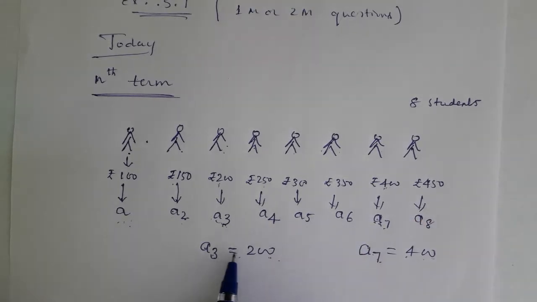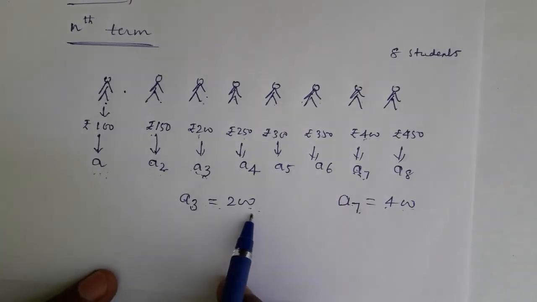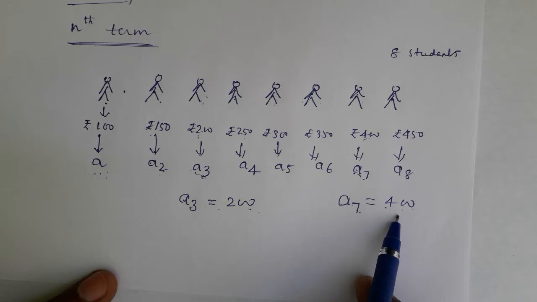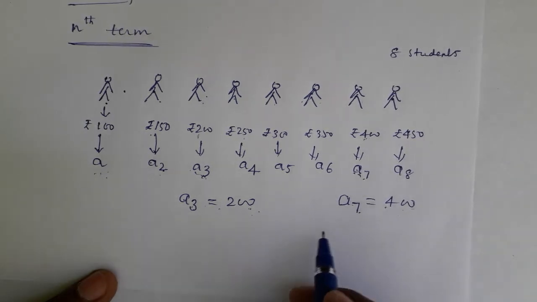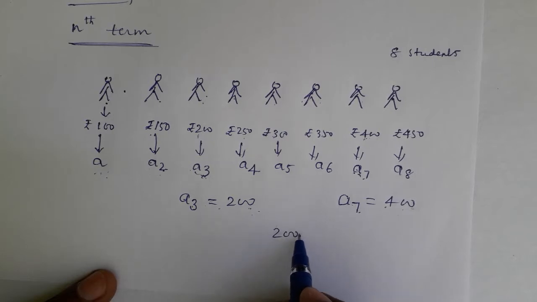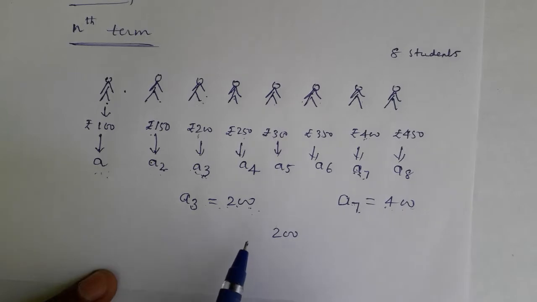So let us see what difference there is between this third person and seventh person. See, the third standing person is having 200, the seventh standing person is having 400. So what is the difference between these two? The difference between these two is 200 rupees. So the difference between the third person and seventh person is 200 rupees.